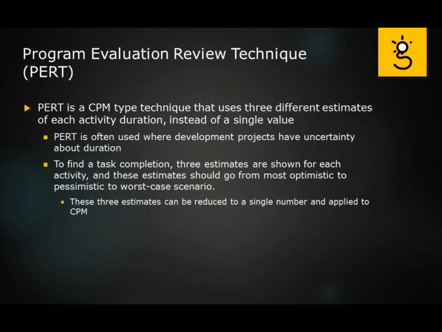PERT stands for the Program Evaluation Review Technique. It is a CPM type of technique that uses 3 different estimates of each activity duration instead of having a single value. Now, we use PERT when there's a chance in the actual development project that you have uncertainty about the actual duration of the project. So to find a task completion, we have 3 estimates that we would use for each of the activities. These estimates could range from the most optimistic to pessimistic to the worst case scenario. Now, once you get those 3 different time estimates, they can be reduced to a single number and then applied to the CPM.